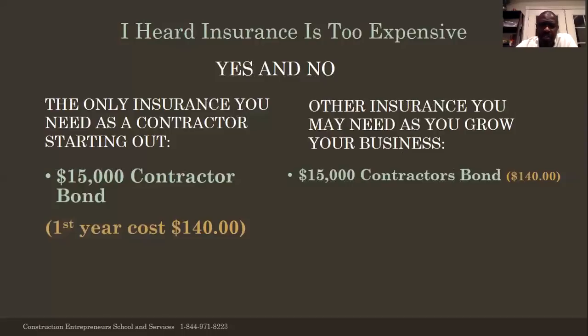Other insurance that you may get, you only will need as your business grows. Next was general liability. Now, mind you, no matter what situation you're in, you need to have the $15,000 contractor's bond. Anytime you're doing work for any larger entity, any larger general contractor, they're going to require you to have general liability. General liability would typically cost you anywhere between $1,800 to $2,500, depending on what you want covered in that.